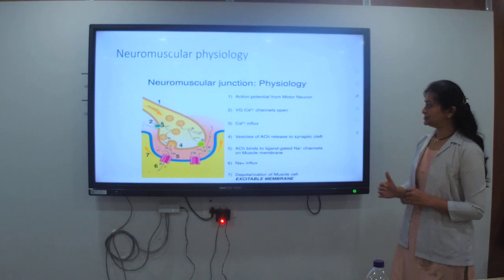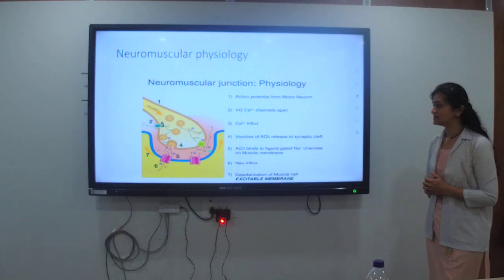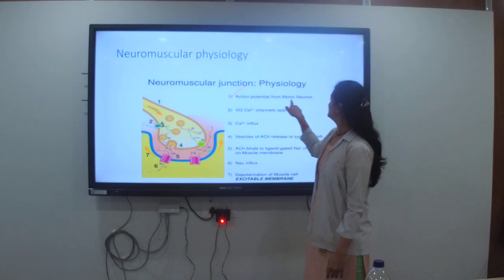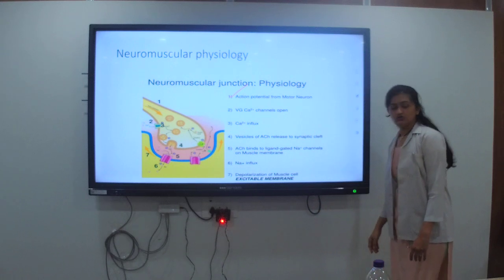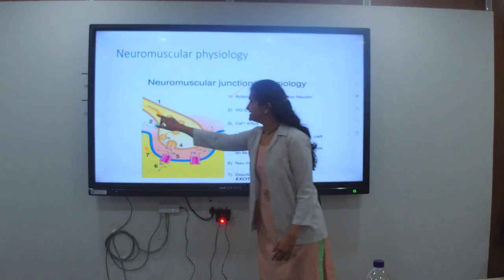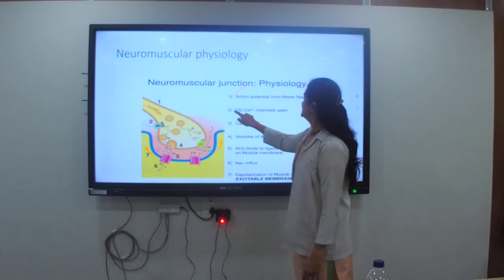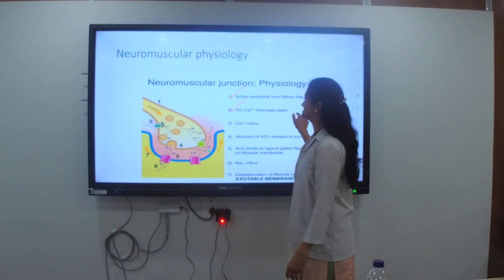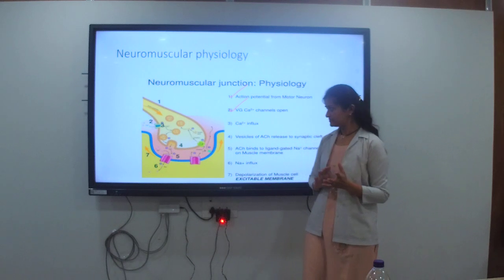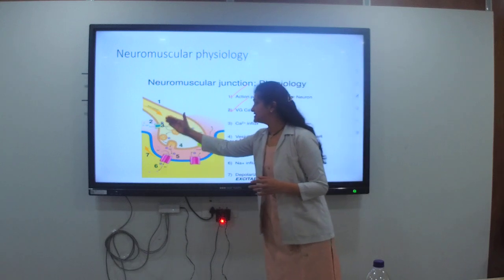Now this is the physiology, or the steps taking place in neuromuscular coordination. First is the action potential from the motor neuron. You must know what an action potential is; here you can see the diagram. The action potential is generated, and in the second step the calcium channels open. There are potassium and calcium channels present. After the development of the action potential, these channels are opened.